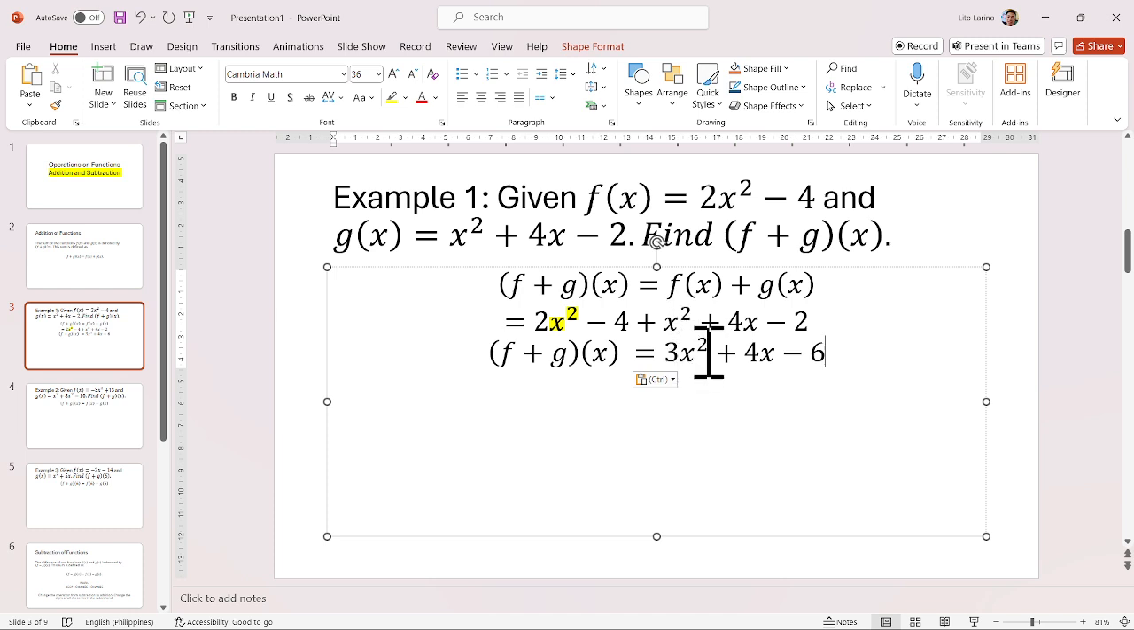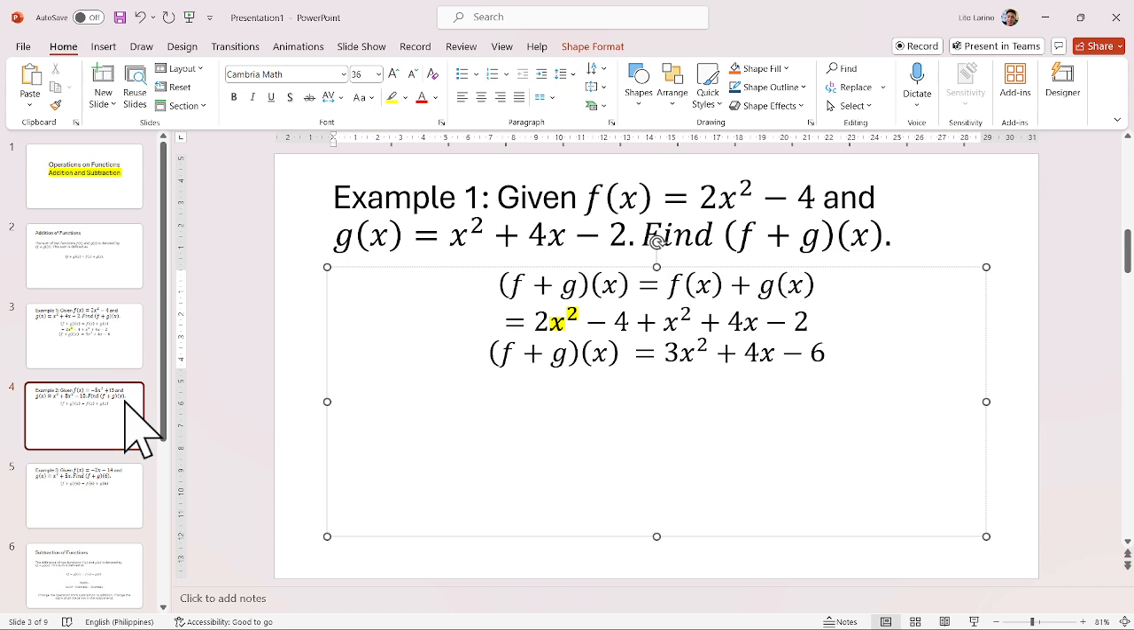After x squared, we'll proceed to terms with x as the variable. The exponent is 1. Now, in our case here, there is only one term that has a variable x or exponent of 1 of the variable x, and that is 4x. So we will just write it down, copy it, plus 4x. And lastly, we will proceed with adding the constant terms. We have negative 4 and negative 2. Negative 4 and negative 2 is negative 6. Thus, the sum of the functions f of x and g of x is 3x squared plus 4x minus 6.